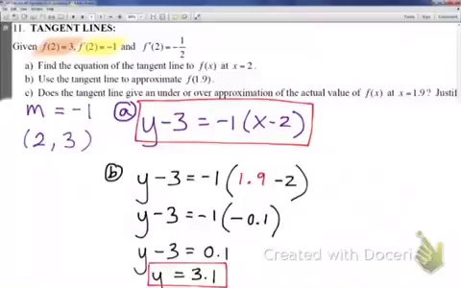All right, are you ready for this last part? This last part is a conceptual problem. It says, does the tangent line give an over or under approximation of the actual value of f of 1.9? And justify your answer. The easiest way to do this is to actually visualize what it looks like. So we need to interpret what this information means. So looking back up here, if f prime of 2, in other words, the derivative at 2, equals a negative value, if the derivative is negative, what does that tell me about my original function?